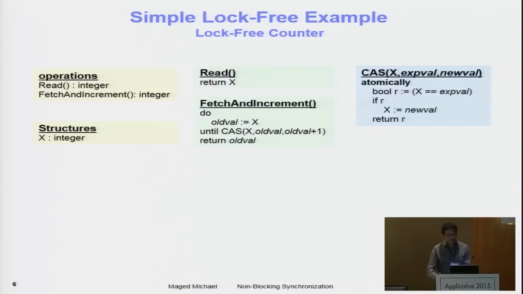We use the compare-and-swap operation, which atomically compares the value stored in memory with an expected value. If they are equal, it writes a new value to the memory location. If not, it returns false. We're going to use that a lot in this talk. So this is compare-and-swap, and you can have an implementation of read.